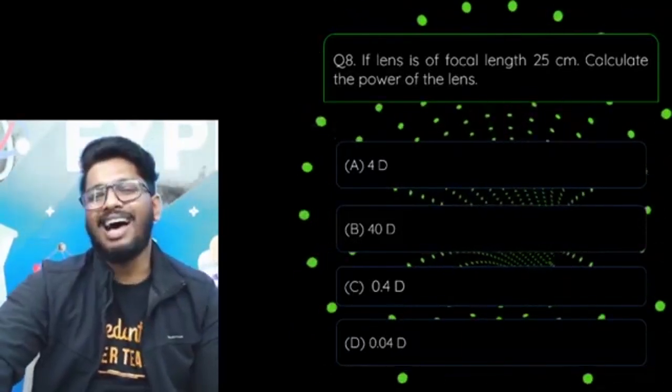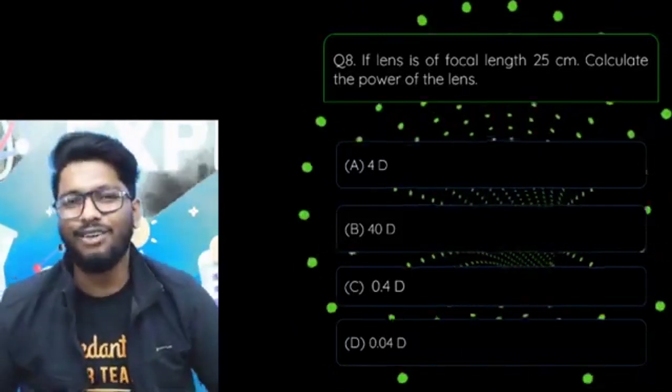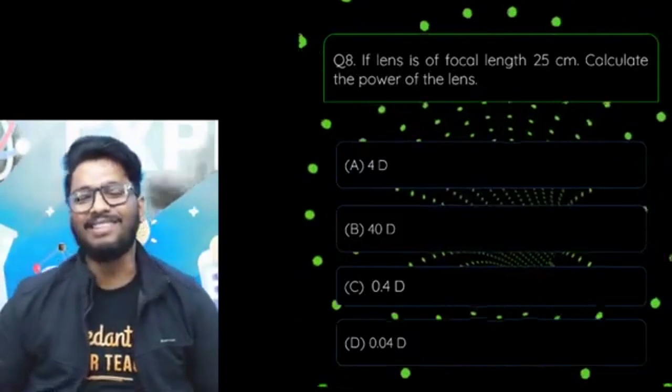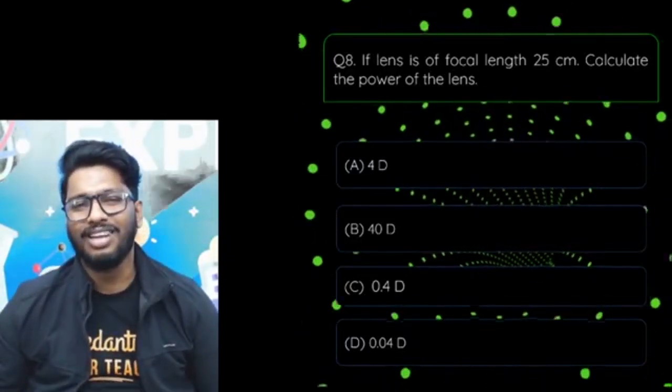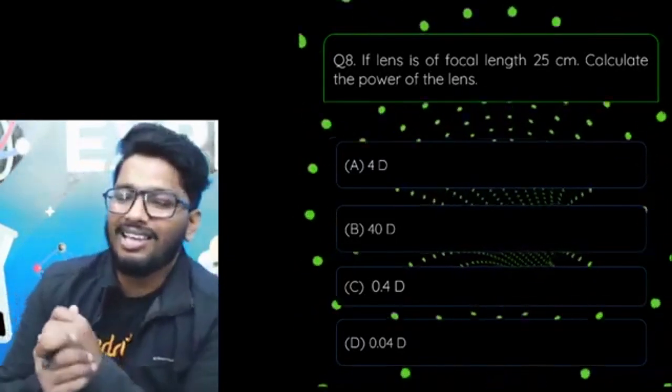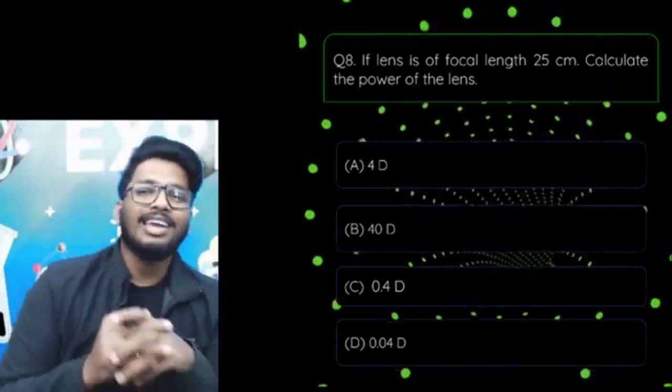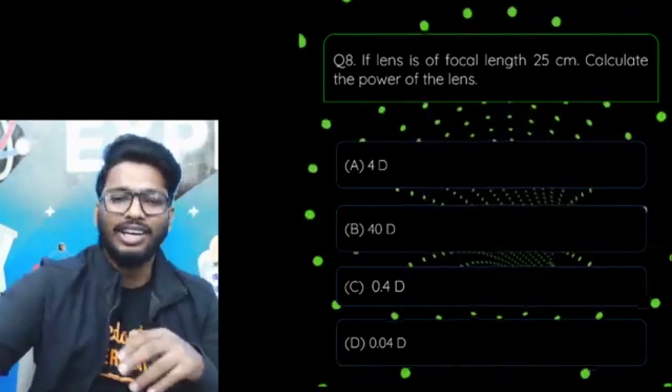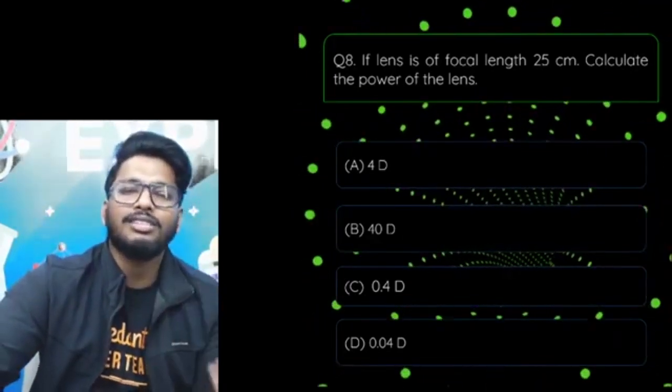And by that, people, the last question for the day. Let's finish it off with this question. Let's end it with a bang. Let's see how many of you were able to give the right answer for this one as well. If the lens has a focal length of 25 centimeters, calculate the power of the lens. Is it 4 diopter, 40 diopter, 0.4 diopter, or 0.04 diopter?